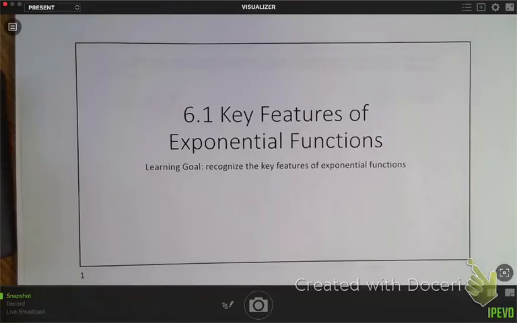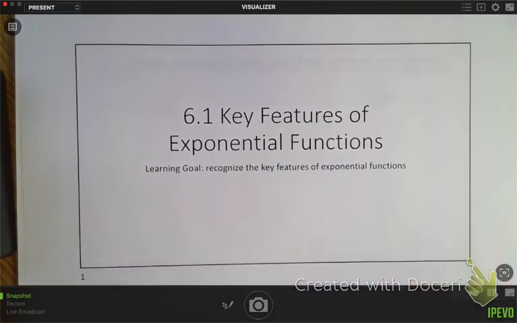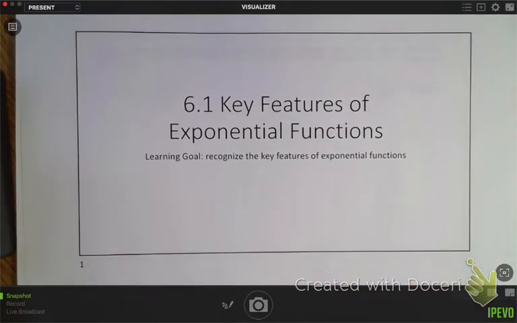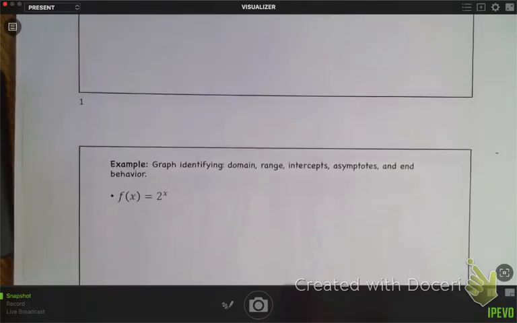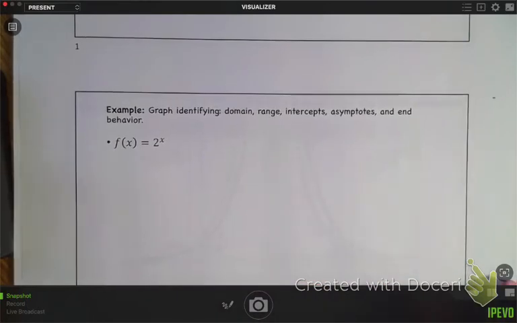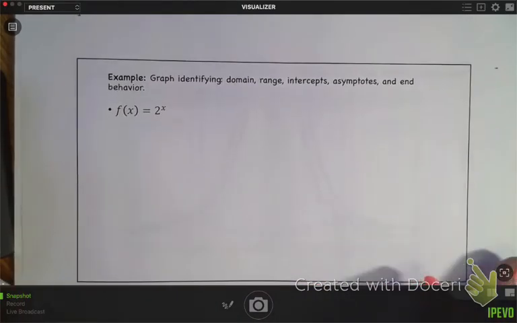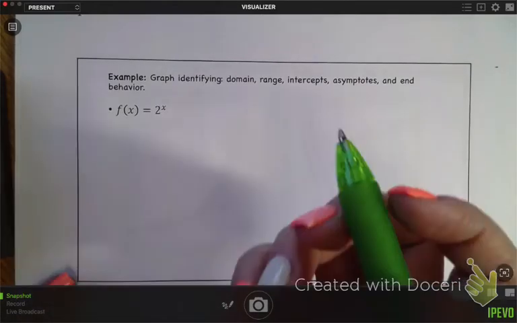Okay, so today we're going to start 6.1, key features of exponential functions. We're going to use the same features we've done before in the past and elaborate that into an exponential function. So we're going to recognize those key features and describe them. We're going to start with a graph and identify the domain, range, intercepts, asymptotes, and behavior of 2^x.